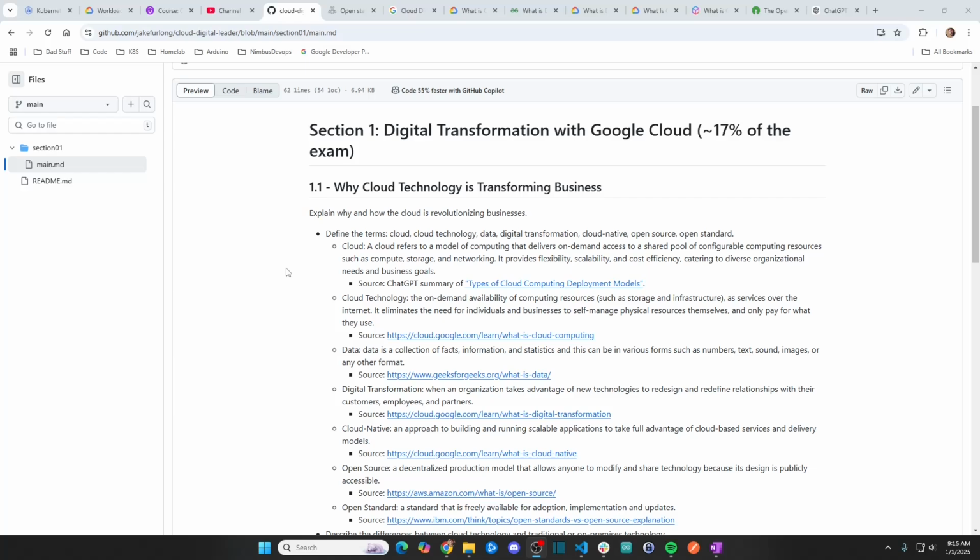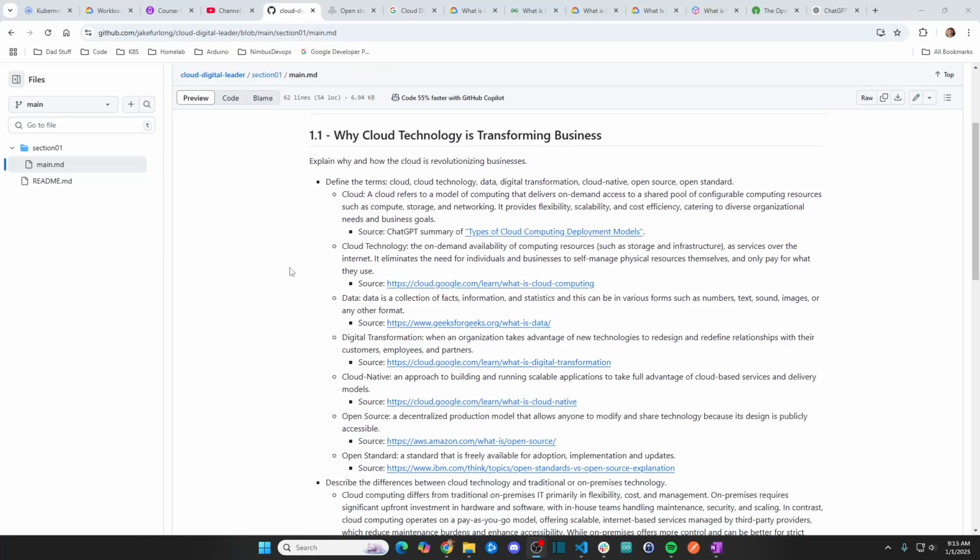So the goal of section 1, why cloud technology is transforming business, is to explain why and how the cloud is revolutionizing business. There are some key terms that we need to define to get started, as well as a couple additional pieces of information that we're going to need. These terms include cloud, cloud technology, data, digital transformation, cloud native, open source, and open standard. I'm going to start by defining each one of these. If you are following along or visiting my GitHub repository, I'll provide source documentation as far as where I got all this information.